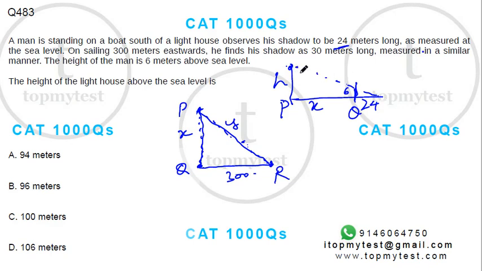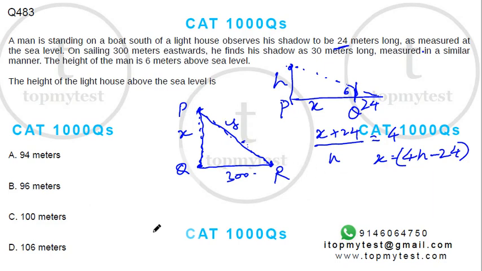So in the first case, the lighthouse will be here, the man will be here. These two will form similar triangles. So if I rewrite this, you'll get X plus 24 divided by H should be equal to 24 by 6, which is 4. So I can say X equals 4H minus 24. Let's take the second position.